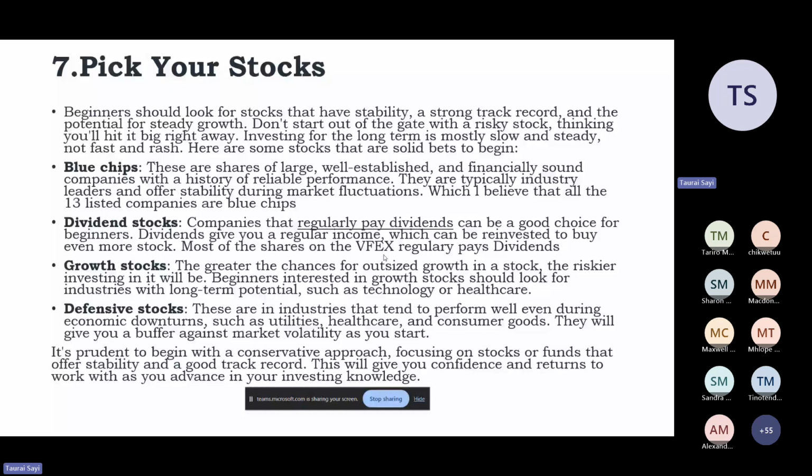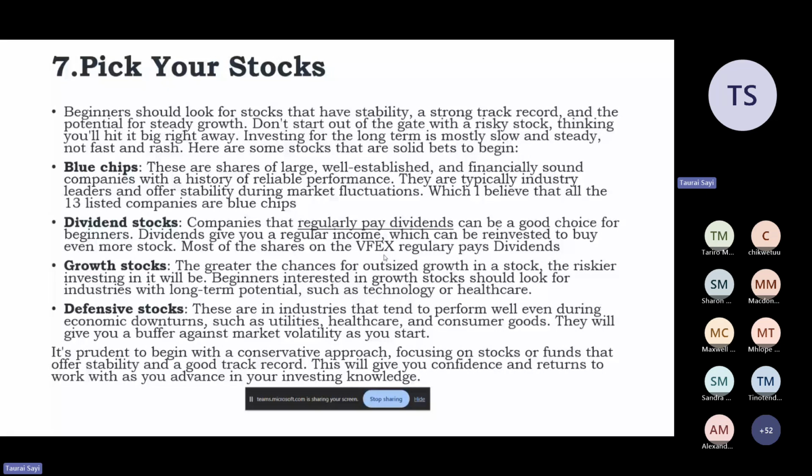The blue chips: these are shares of large, well-established and financially sound companies with a history of reliable performance. They are typically industry leaders and offer stability during market fluctuations, and I believe that all the 13 listed companies are blue chips. Dividend stocks: companies that regularly pay dividends can be a good choice for beginners. Dividends give you a regular income, which can be reinvested to buy even more stocks. Most of the shares on the VFEX regularly pay dividends.